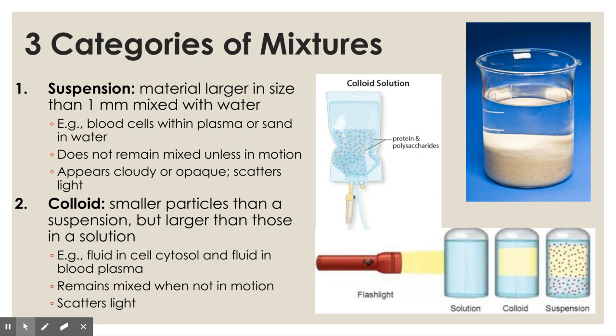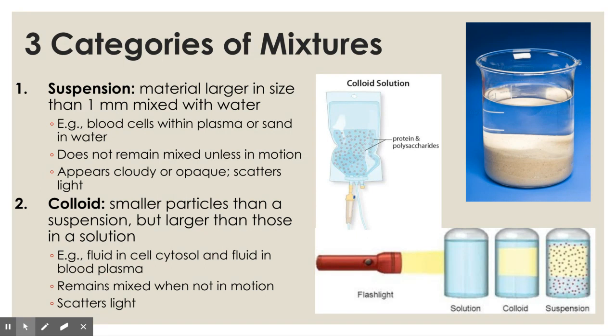With mixtures, we have to look more closely at what is in them in order to categorize them. You can have a suspension. That's when you've got large particles mixed with water. A great example is your blood cells in the plasma, or sand in water. This is an experiment you could very easily do at home if you want to see it in real time. Get some sand, get some water, mix them together. For a while, it'll be a nice little cloudy mixture with the sand floating around. But if you let it sit still, the sand will sink out and the water will be on top of it.